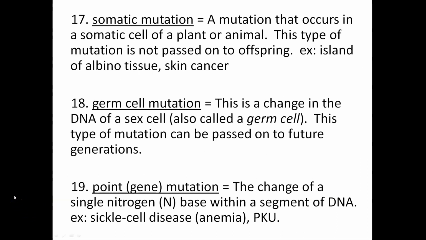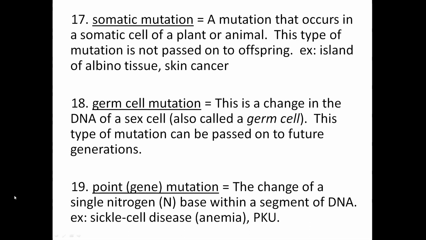A somatic mutation is a mutation that happens in one of your body cells that cannot be passed down to offspring. An example of this would be skin cancer. Skin cancer is obtained from the environment, from your sunlight exposure, and that cannot be passed down to offspring.